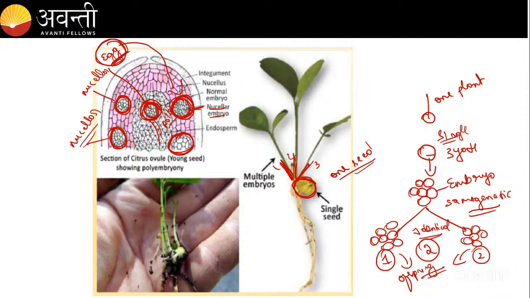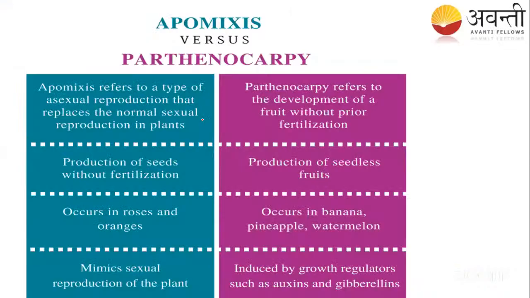Okay, fine. So now let us understand what parthenocarpy and apomixis are. Many will get confused between the two. That's why I am telling you about apomixis. What is apomixis? It is a type of asexual reproduction. It actually takes place naturally in the plant. No need to put any hormone or anything. It is a natural process.